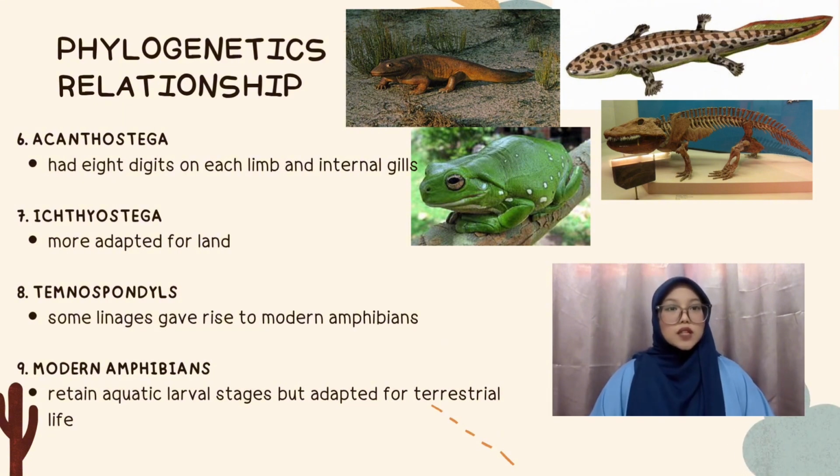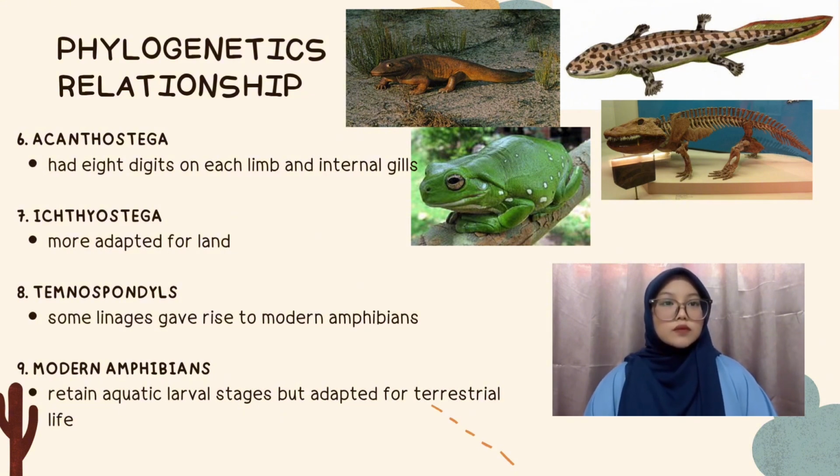The last part in the phylogenetic relationship tree is modern amphibians, for example frogs, salamanders, and caecilians. Modern amphibians retain an aquatic larval stage, like tadpoles, but are adapted for terrestrial life. They depend on moist environments due to permeable skin and reproduction needs. That's all for the phylogenetic trees.